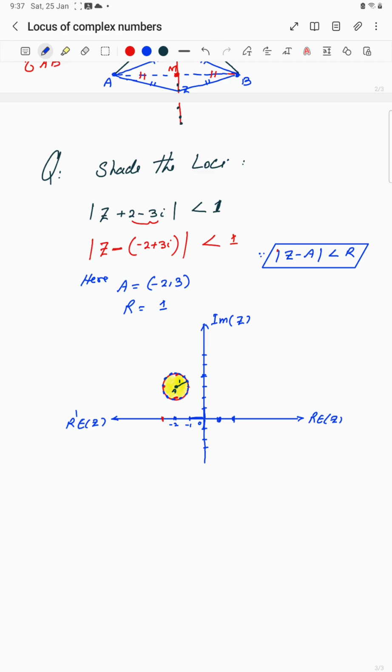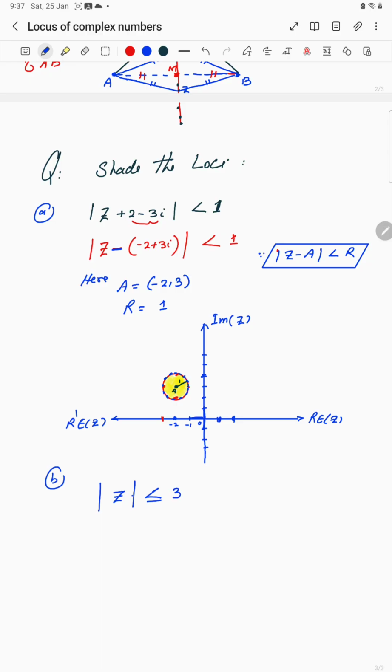Take another example. The most important part of this case is to find the center. How can we find the center? By keeping a minus between z and the fixed point. Say we have another question like |z| less than or equal to 3.